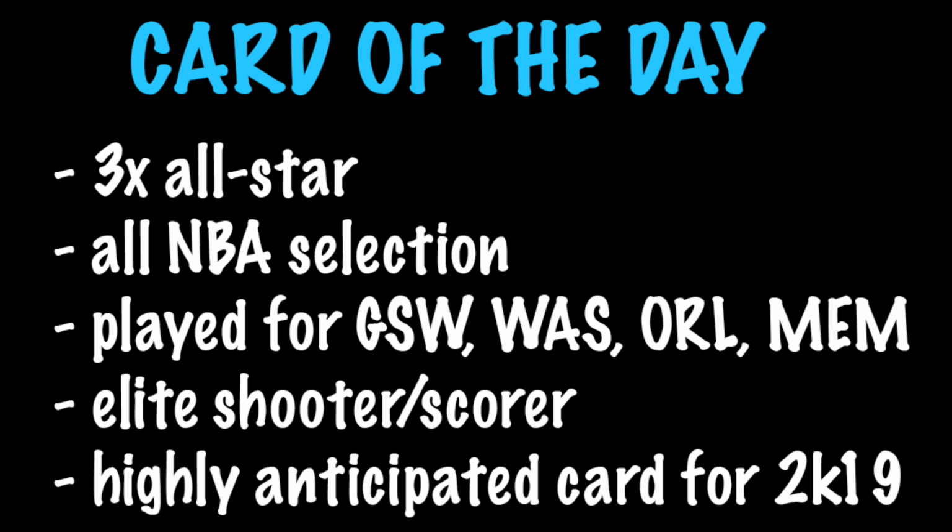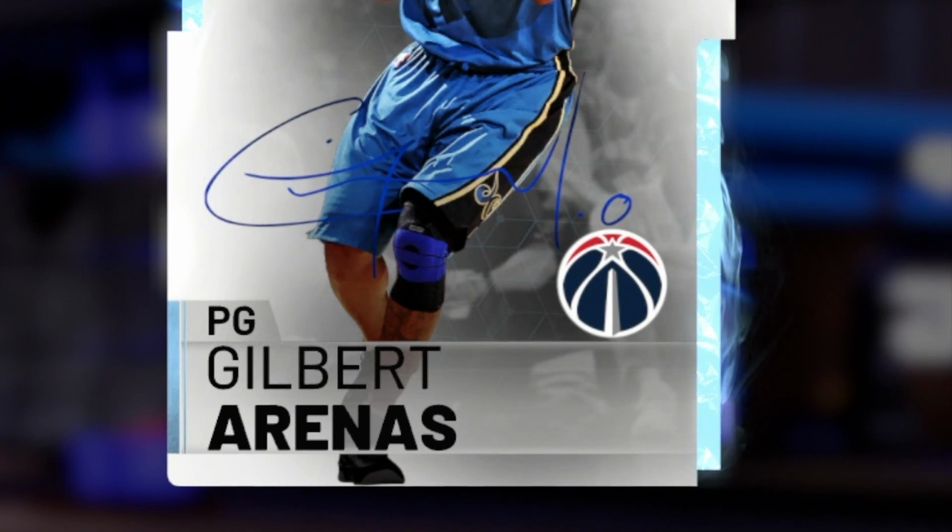Yo, today's card of the day is Lit AF. I've been waiting, a lot of people have been waiting for this card to be in 2K. This guy was a sniper when he was playing in the league, man. He was Steph Curry before Steph Curry existed because he was pulling threes from everywhere. But he wasn't just a shooter, man. He could get to the basket, he was a good passer, he had an all-around game. And it's Gilbert Arenas, guys.